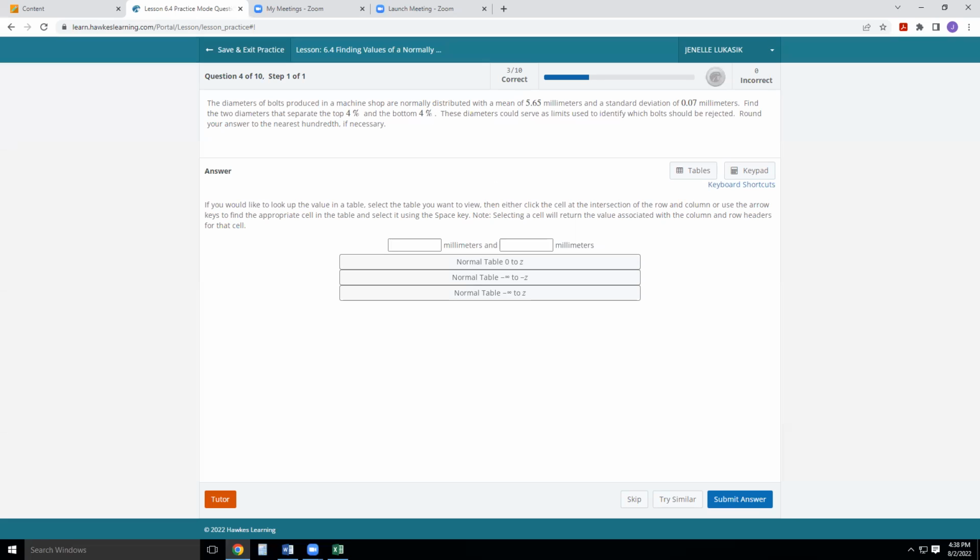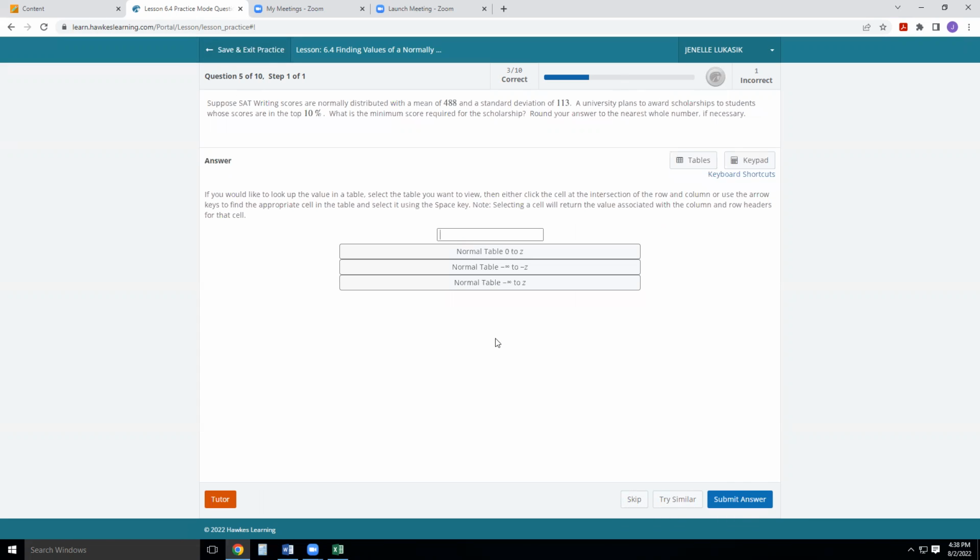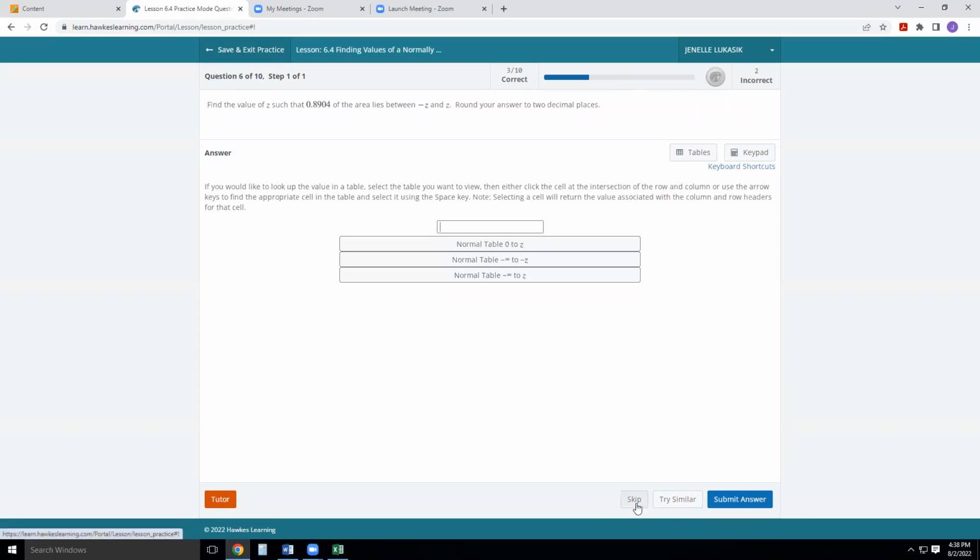Now, this one's not exactly a between, so I'm going to come back to this one. Can I skip over these? I think I could skip ahead, right? Yeah, okay. So top 10%. I'm trying to find one that's got a between for you. Oh, here we go. Okay, so find the value of Z that lies between 2 values here.